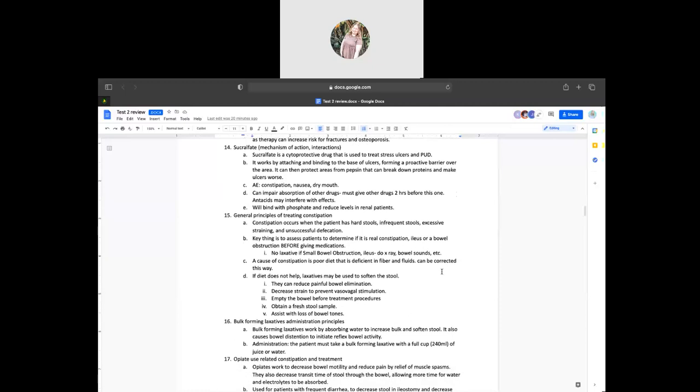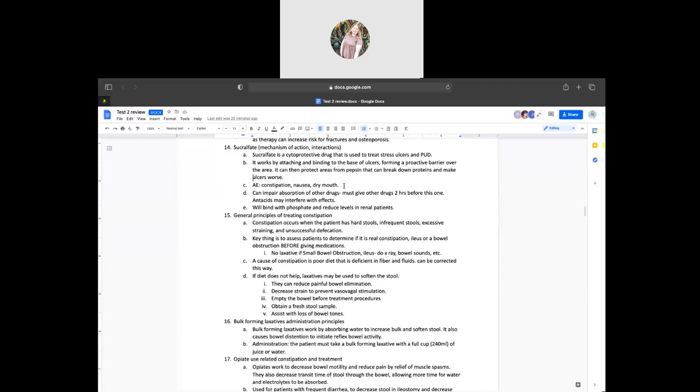Next we have sucralfate. So sucralfate, remember, kind of like create. Sucralfate is a cytoprotective drug that can treat stress ulcers and peptic ulcer disease. This medication is actually very interesting because it works by attaching and binding to the base of ulcers and forms like a band-aid or barrier over the ulcer. So sucralfate creating a band-aid. That's how I remember it. It can then protect that area from pepsin that can break down protein and make the ulcer worse. So these are a good drug.